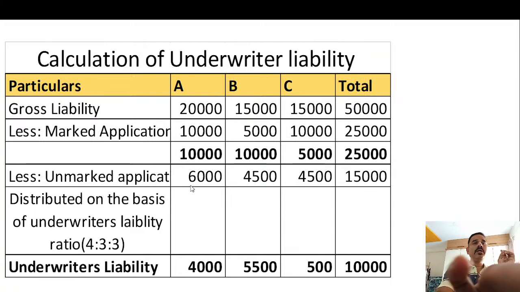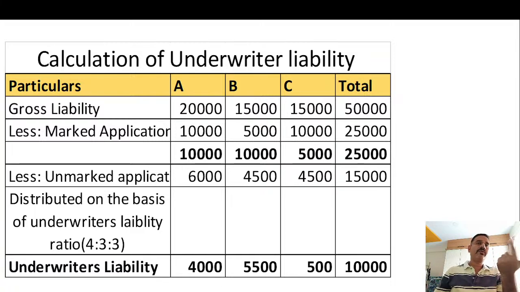See, total unmarked applications. Total applications issued are 40,000. Total in the question paper also you can see. Total applications issued of 40,000. Marked applications are 10 plus 5 plus 10. Total 25,000. 40,000 minus 25,000 marked applications equals 15,000 unmarked applications.